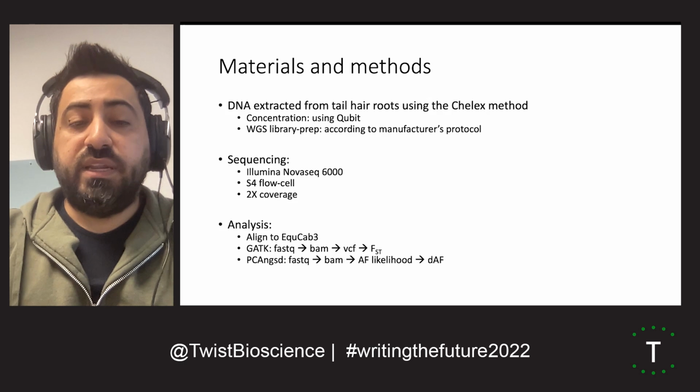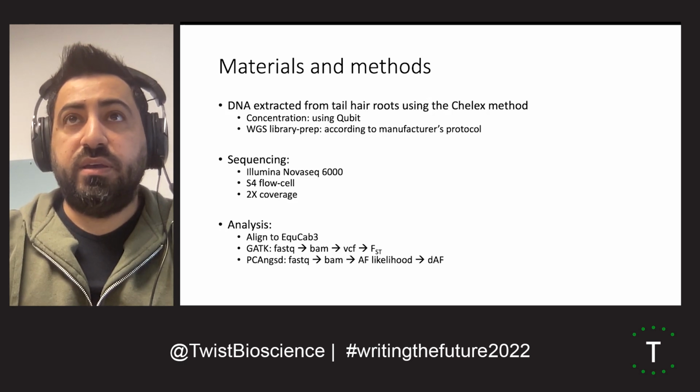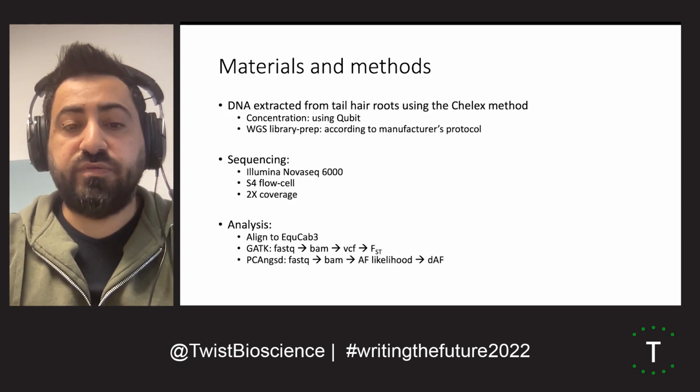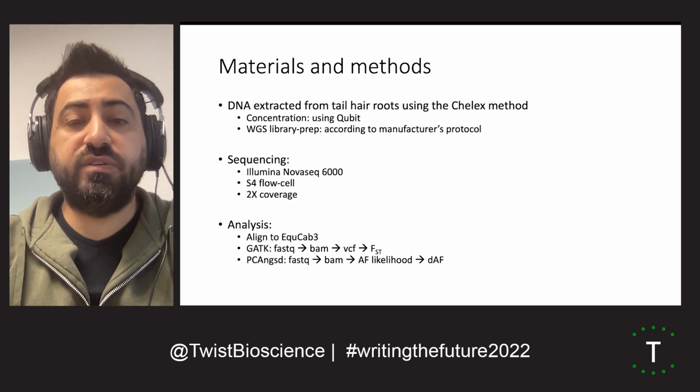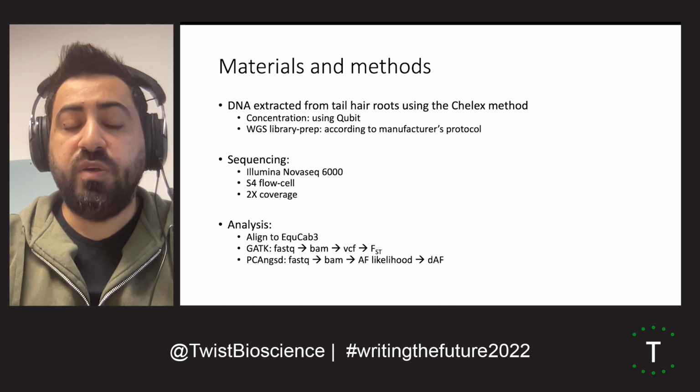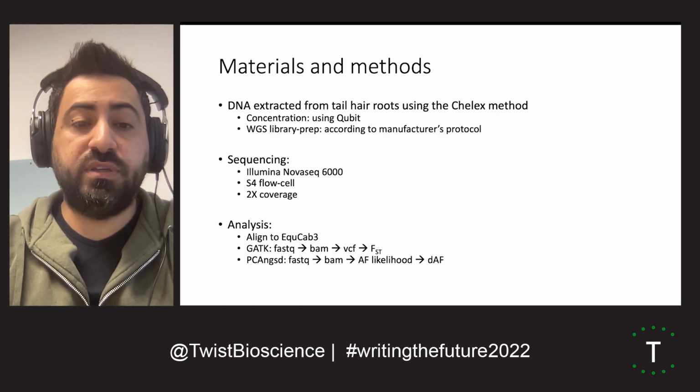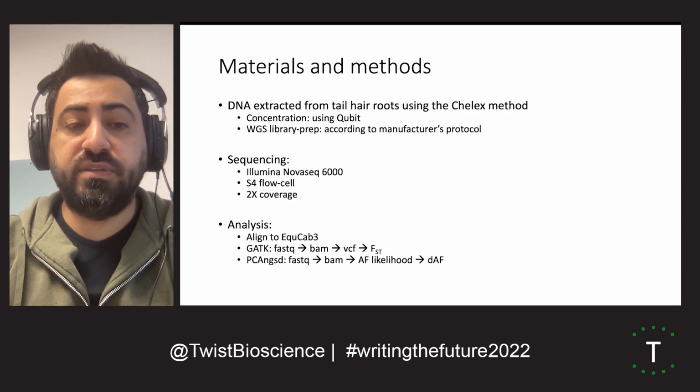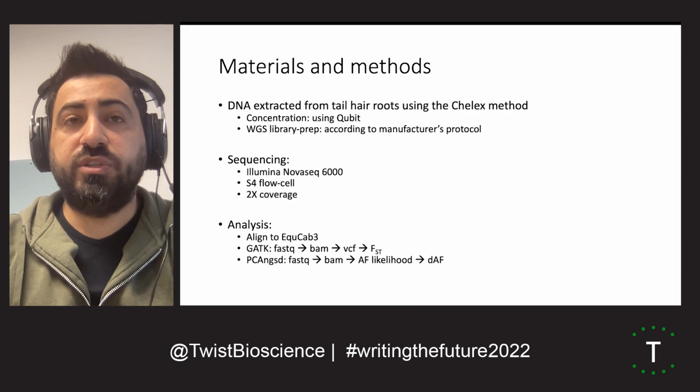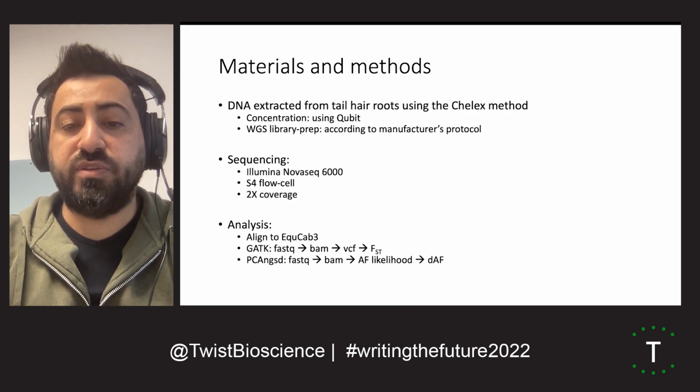We extracted the DNA from the tail hairs. We plucked the hairs from the tail, including the root, and we used the Chelex method to extract the DNA. We measured the concentration using Qubit because it has better accuracy than some other methods. The whole genome sequencing library prep was done according to the manufacturer's protocol.